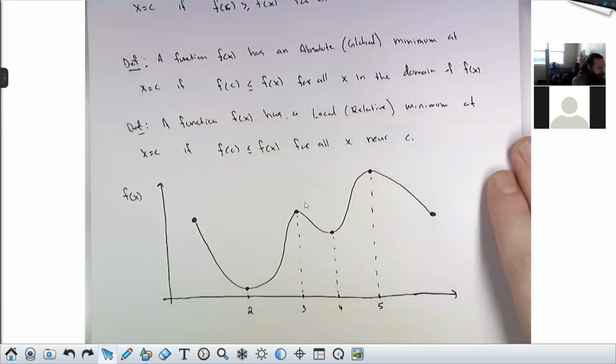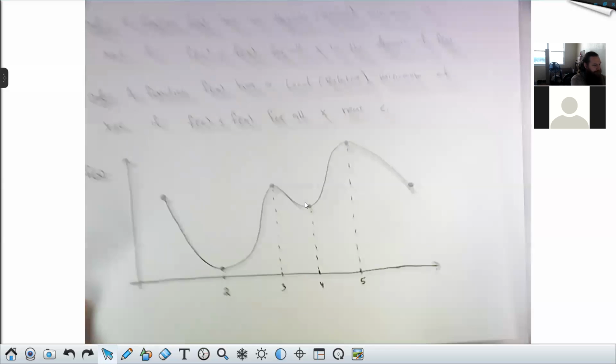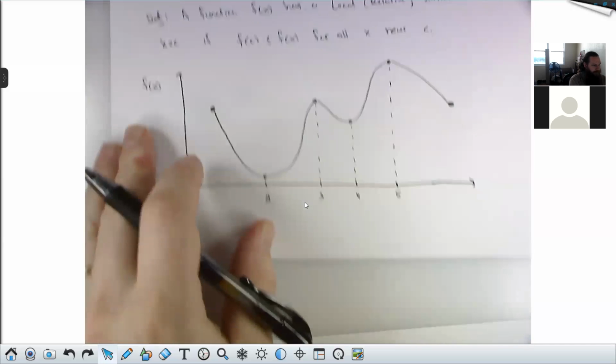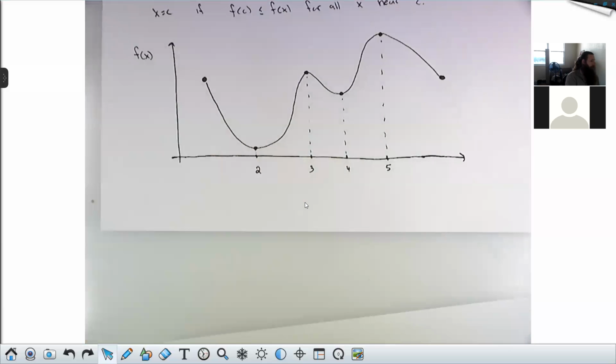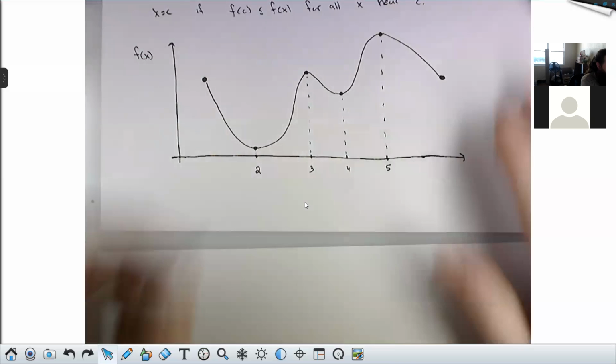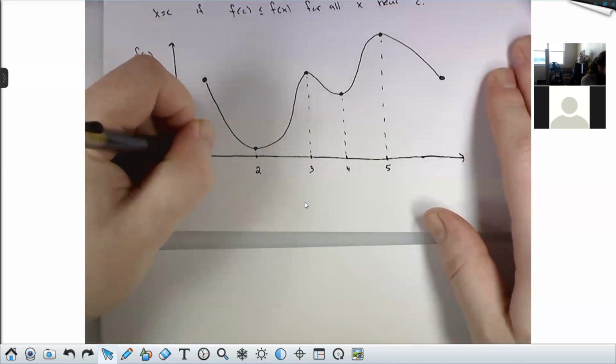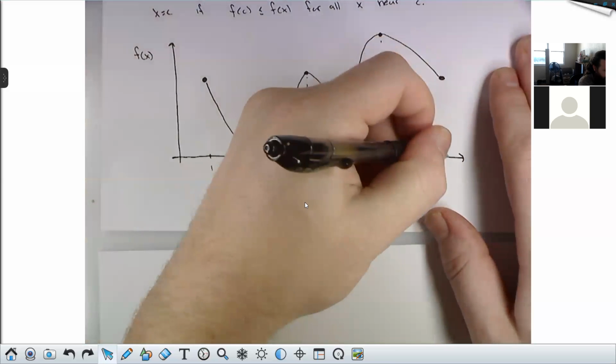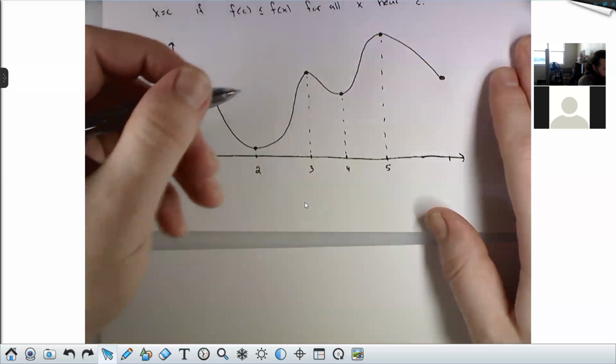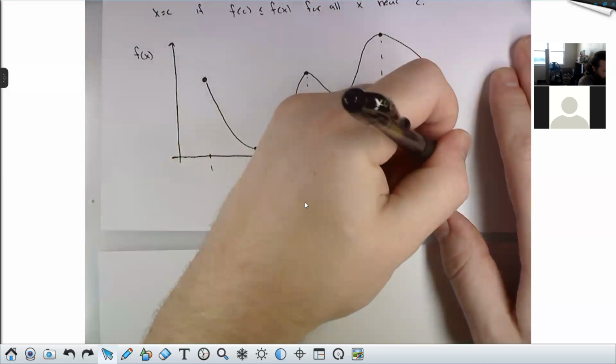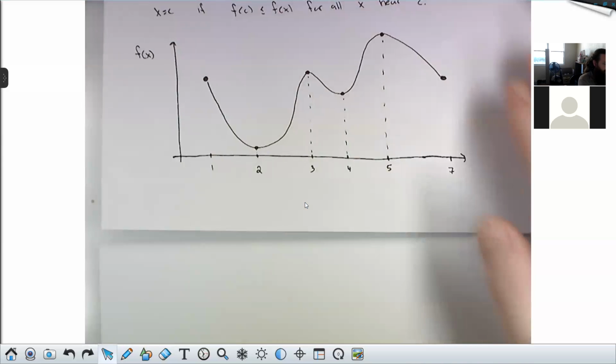Okay. So what's going on here? I know that things aren't perfectly to scale here, but let me also call this 1. I'll call this 7. All right.